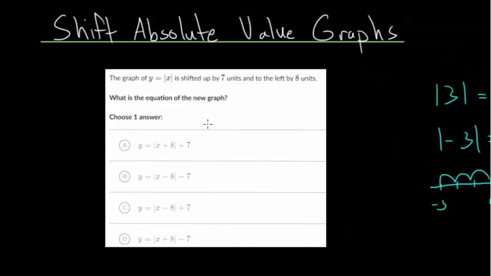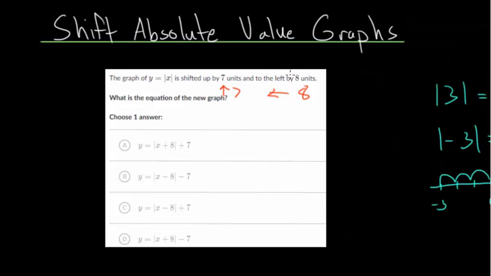And for this first function, we've got our parent function, y equals the absolute value of x, and we're shifting it up 7 and to the left 8 units. And so shifting up or down is straightforward. If you're going up, we're going to add 7 on the outside.